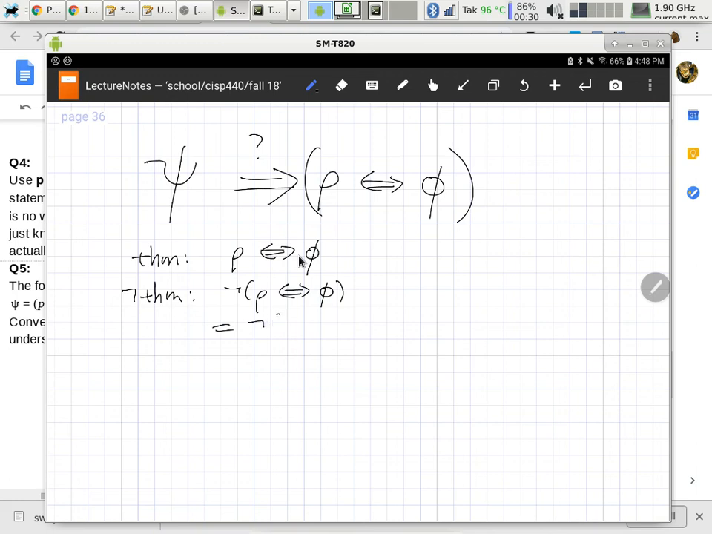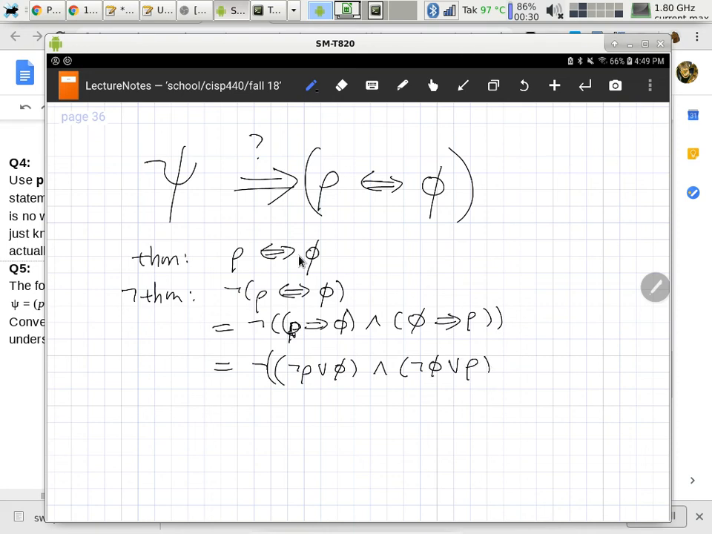So you have to say this is the negation of rho implies phi, and phi implies rho. That's the definition of if and only if. And then you say, well, let's get rid of all the implications. So this becomes not rho or phi. The other side becomes not phi or rho. Is that okay?